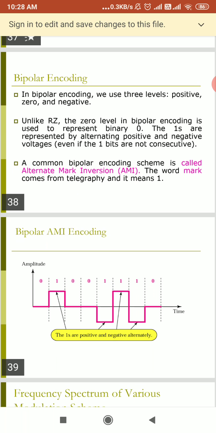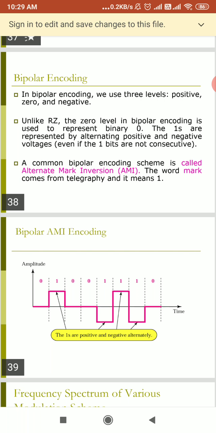So a common bipolar encoding scheme is called alternate mark inversion. The word mark comes from telegraphy and it means 1. So here we are saying bipolar signaling, bipolar encoding, or AMI. AMI is nothing but alternate mark inversion. All have the same meaning, or we can call this type pseudo-ternary.